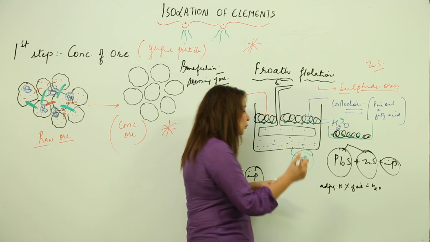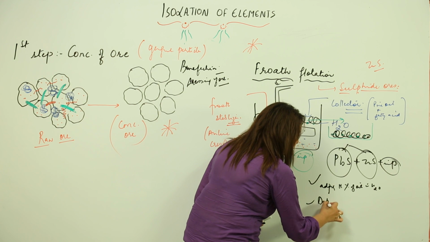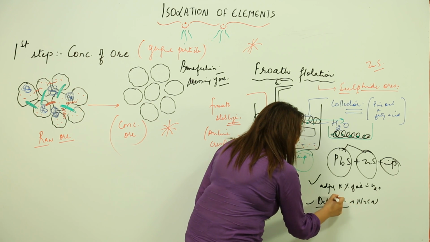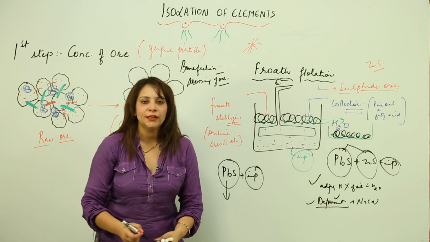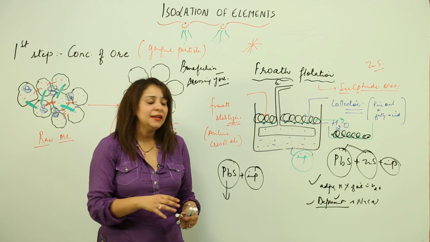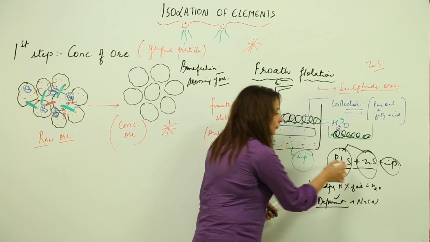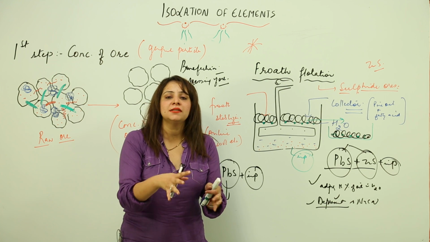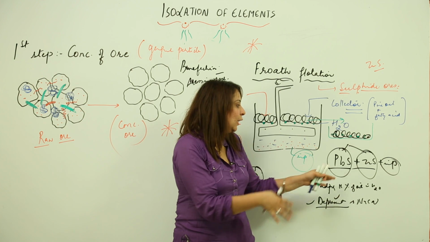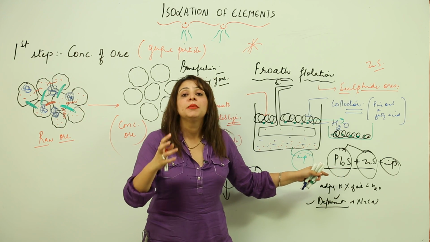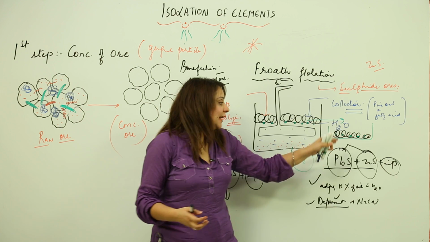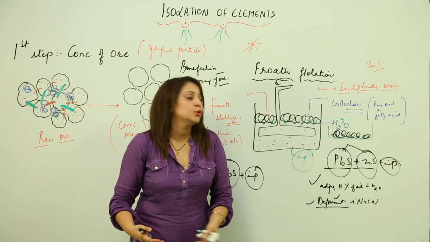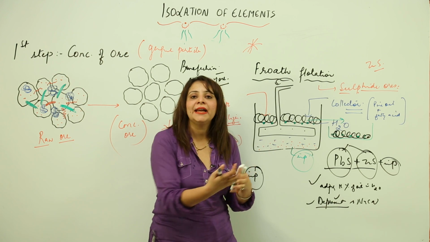And likewise there is one more method: you can make use of a depressant like NaCN. What this depressant actually does is combine with one of them and suppress its effect, so that it will not allow that one to cling to the froth because it will itself combine with it. It will allow the other substance, with which it is not going to react, to stick with the froth, and likewise the two will get separated.